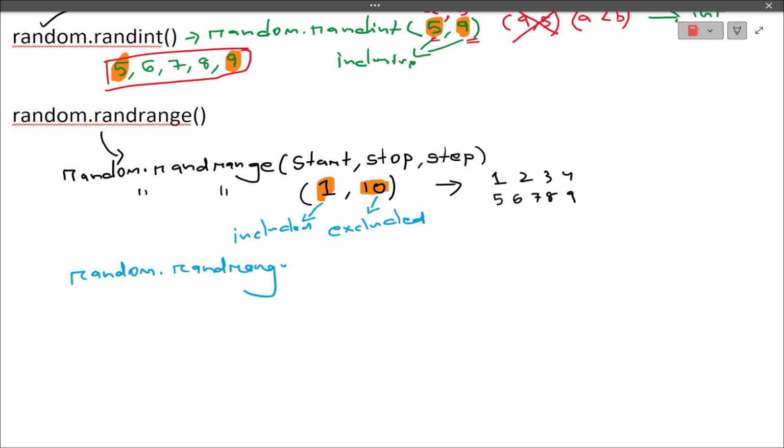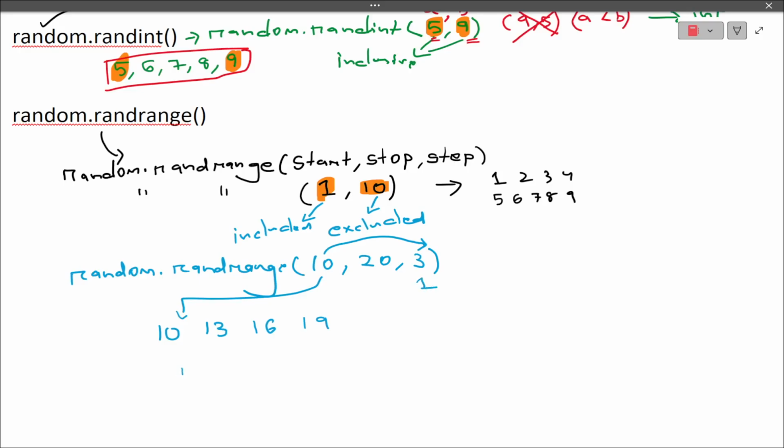random.randrange. Now I'm giving 3 values. Suppose I have given 10, I want to stop at 20, and here I have given 3. What does this mean? Let me find out the possible random values. 10, then 11, 12, 13? No, not 11, 12, 13, because it will be doing plus 3. That means 10 plus 3 will give you 13. Then again plus 3, 16. Could you feel the difference? Then plus 3, it will give you 19.